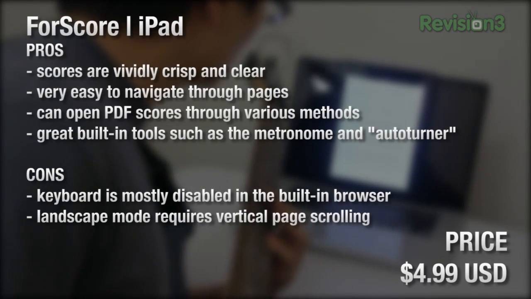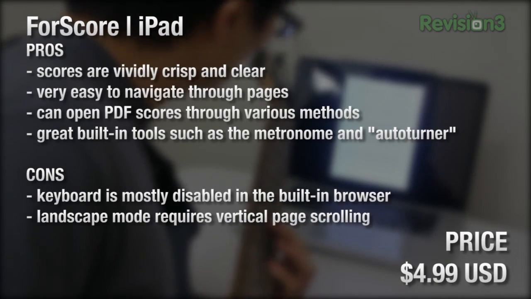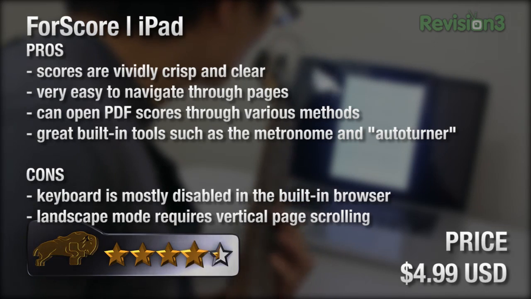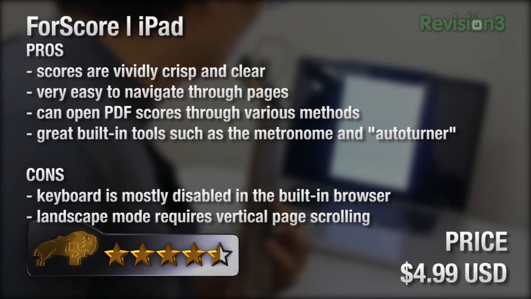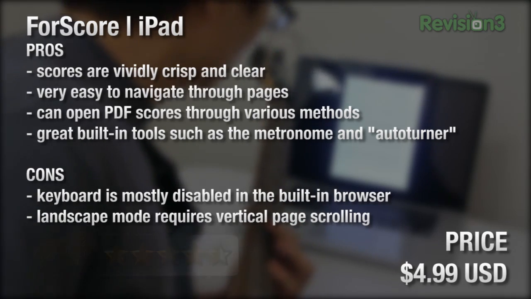Overall, for what it does, ForScore is pretty amazing and totally worth the $5, which is why I give it a 4.5 out of 5. The only thing I think it needs to work on would be the built-in browser. I couldn't figure out how to get the keyboard to pop up, which would help to search and download scores. Well, not yet named, I hope this helps, and if you want to pick up an iPad just for ForScore, maybe check out Craigslist or eBay or something. You know, pick it up cheap.